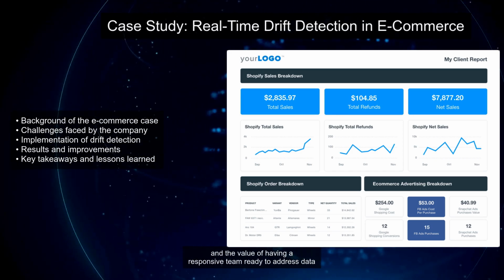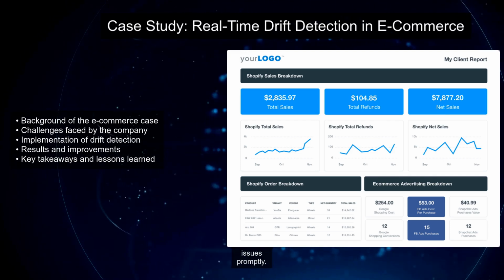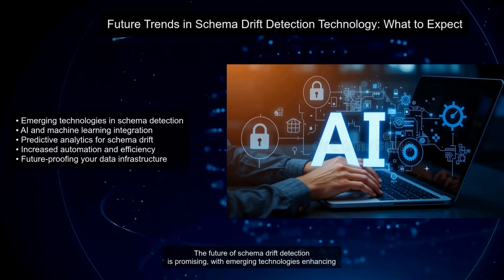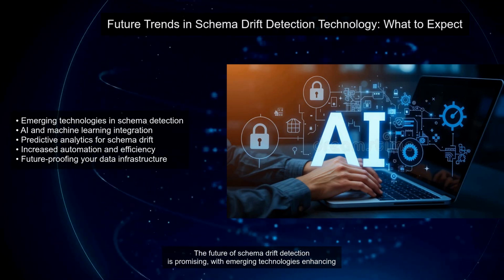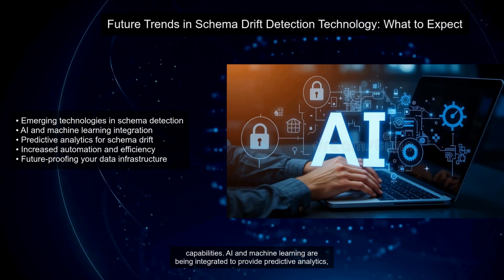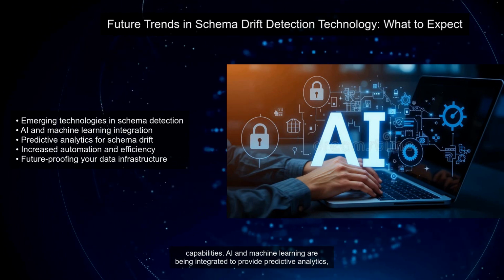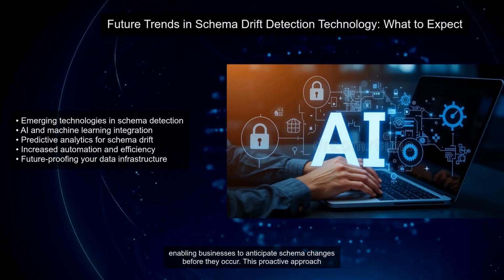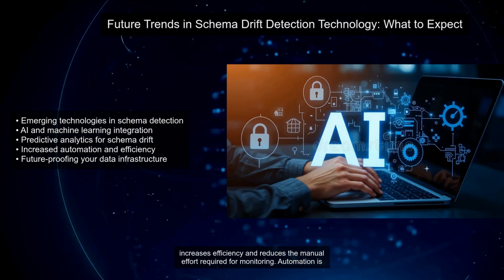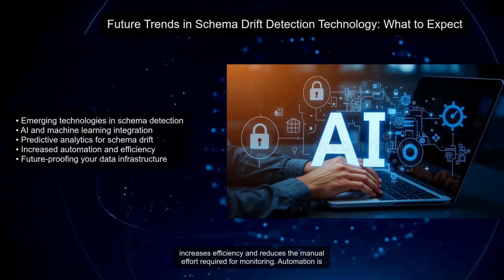Key takeaways include the importance of proactive monitoring and the value of having a responsive team ready to address data issues promptly. The future of schema drift detection is promising, with emerging technologies enhancing capabilities. AI and machine learning are being integrated to provide predictive analytics, enabling businesses to anticipate schema changes before they occur. This proactive approach increases efficiency and reduces the manual effort required for monitoring.